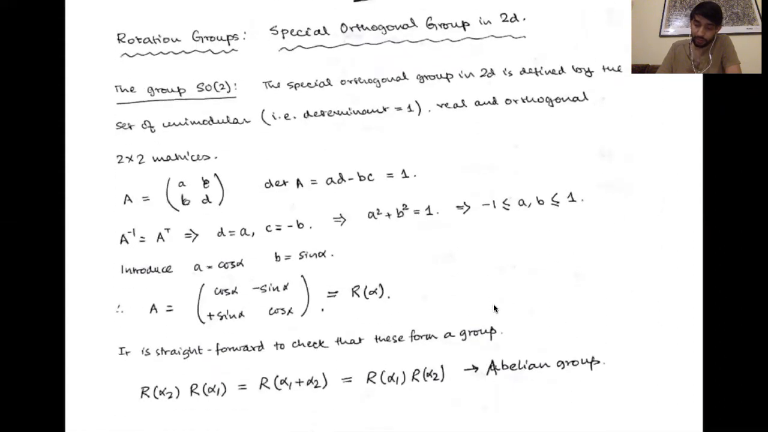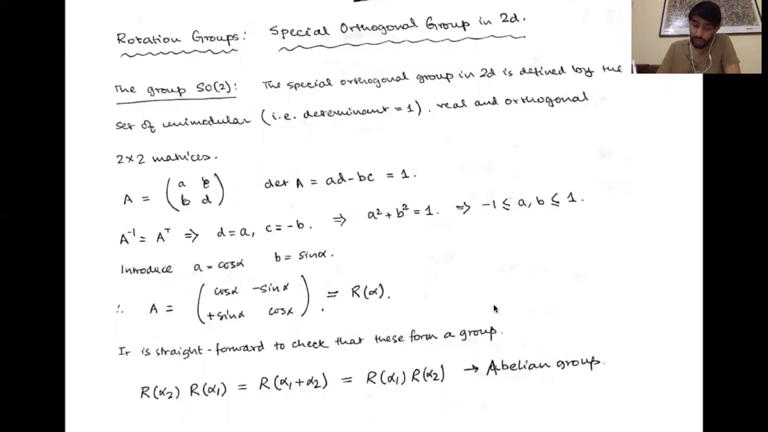Okay, so that was that for SU2. So let's now focus on something else. Let's now focus on orthogonal groups, rotational groups. And we are going to focus on the group SO2. This is the special orthogonal group in 2 dimensions, and it is going to be defined by the set of unimodular matrices, which are real, orthogonal and 2 cross 2.